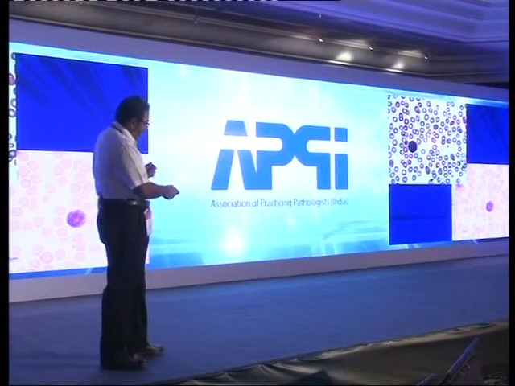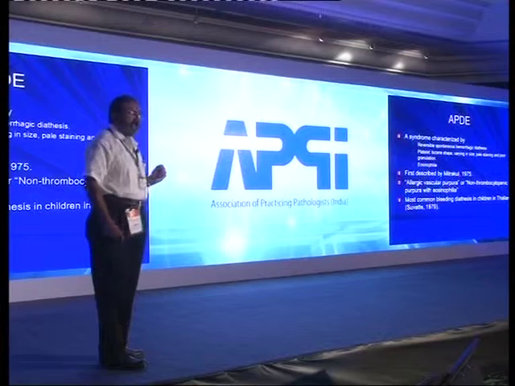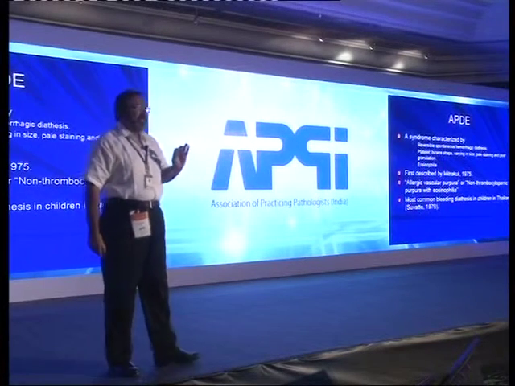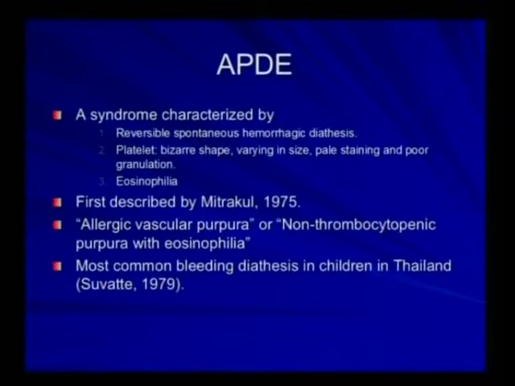So we had to give a diagnosis of acquired platelet dysfunction with eosinophilia, APDE, which was first described in 1975. It is a reversible spontaneous hemorrhagic diathesis. Platelets are bizarre shape, varying in size, pale staining and poor granulation, and there is eosinophilia. It used to be called allergic vascular purpura or non-thrombocytopenic purpura with eosinophilia. Most common bleeding diathesis in children in Thailand right now.